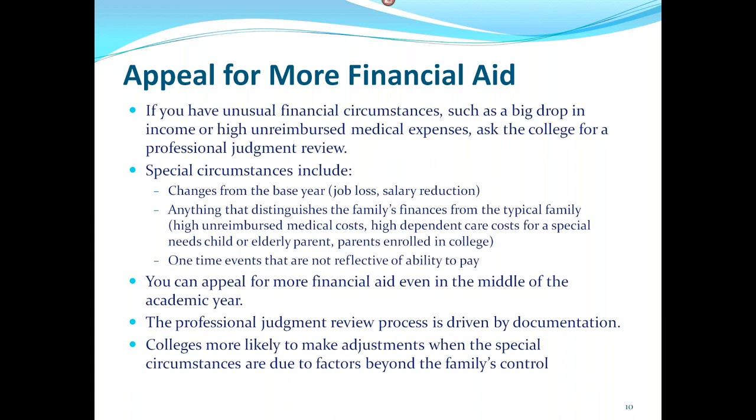You can try reducing your reportable assets. You could pay off consumer debt like credit cards, auto loans, and mortgages, because that debt is ignored by the federal financial aid formula. So if you pay it down, you take an asset that is reportable, like money in the bank, and you make it disappear.